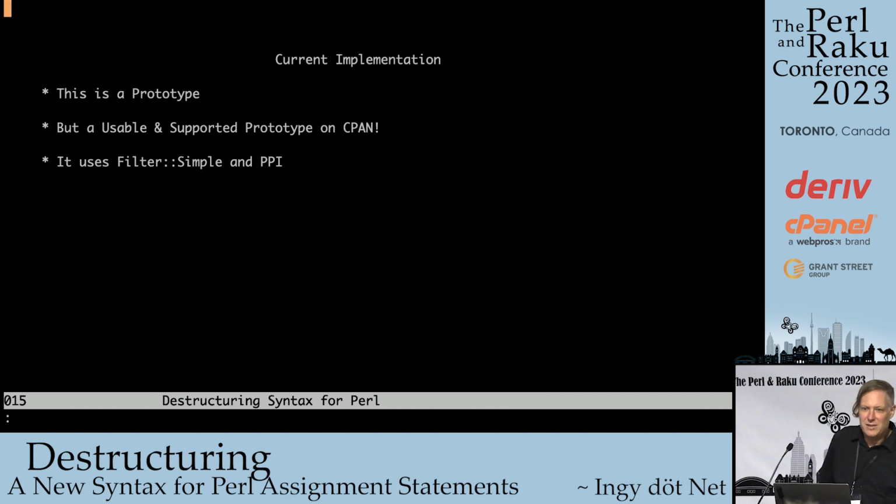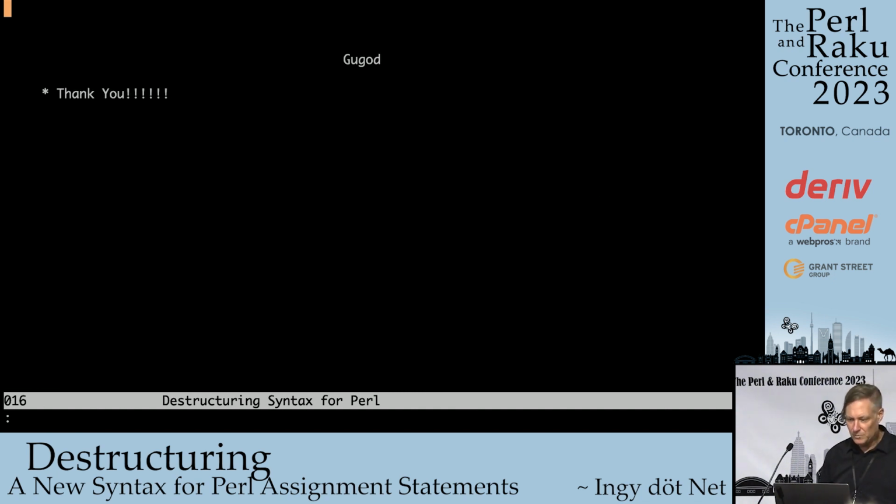I'm sure we can all think of 1,000 more. And we're going to be way better than any of those 20 languages you saw. So the current implementation is a prototype, but it's a usable supported prototype on CPAN. You can use it. It uses Filter::Simple and PPI now. And Ovid thought that was a good choice for getting stuff in front of the P5P to evaluate it.